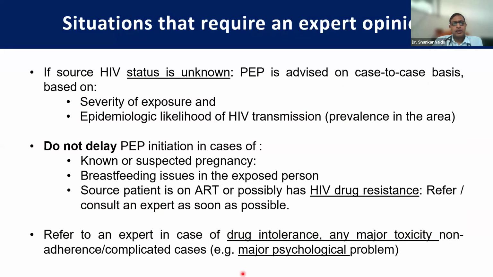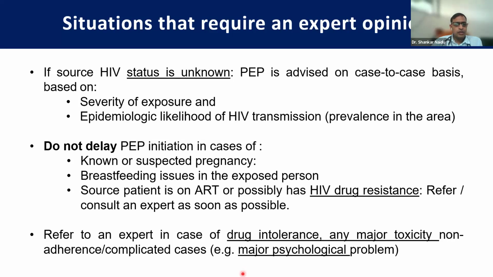So there might be certain situations where we might require an expert opinion. Especially if the source HIV status is unknown, then we have to determine the severity of the exposure and the epidemiological likelihood of HIV transmission in that particular source. Then a decision has to be taken whether PEP has to be initiated. So in this kind of situation, an expert opinion is desired.